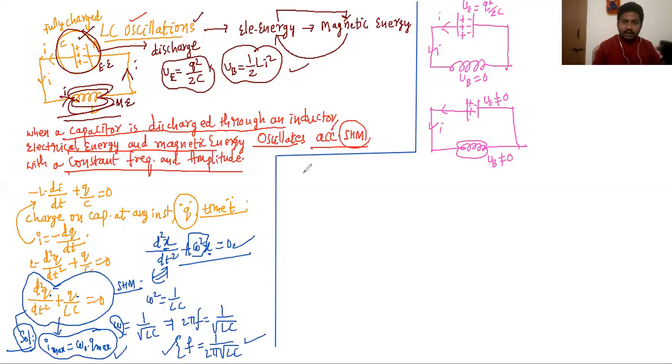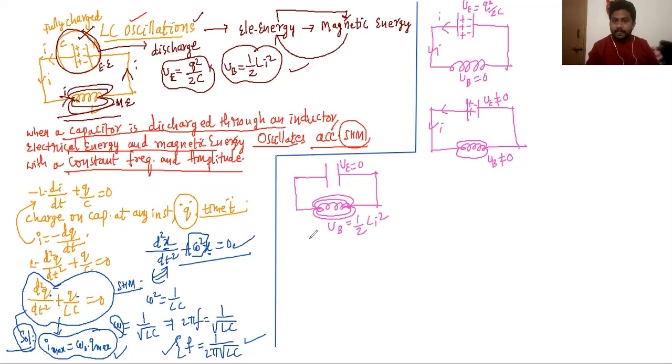Okay. And the third case, what happens? Third case, what happened in the third case here? Third case, the capacitor is fully discharged. Electrical energy associated with this is zero. And the magnetic energy associated with this is maximum. All right. So the magnetic energy associated with this is maximum, half L I square.